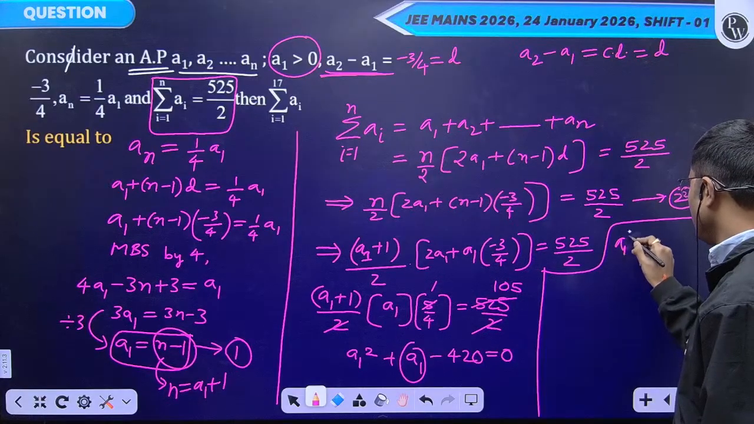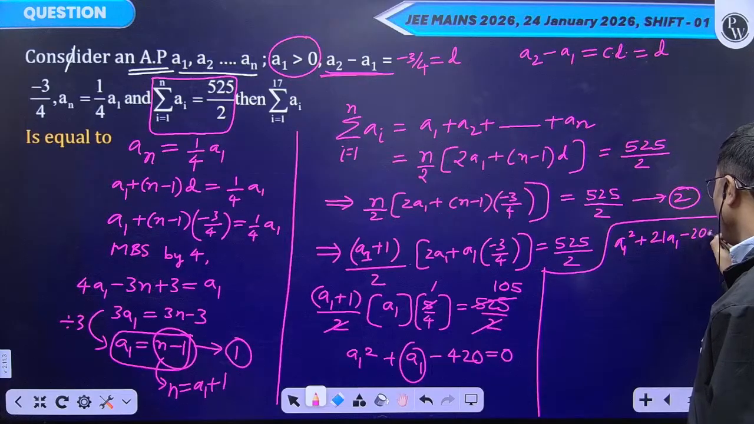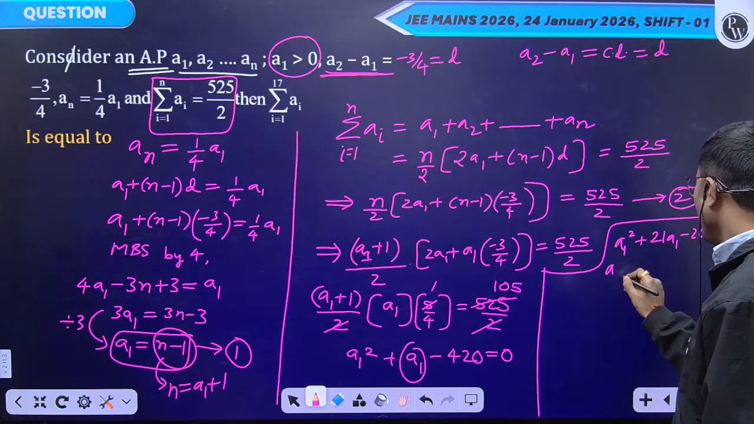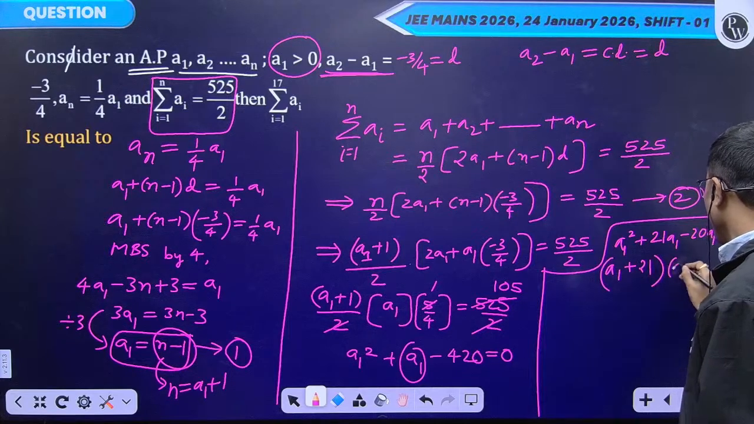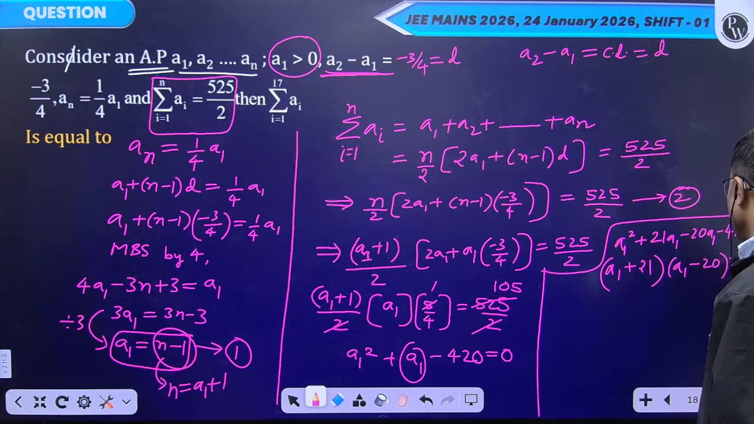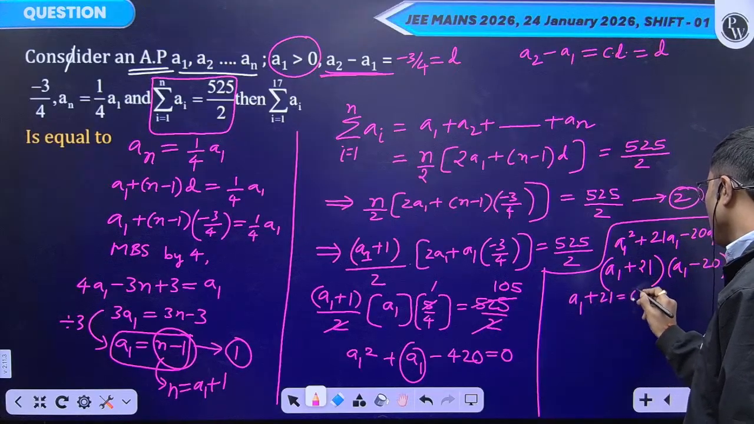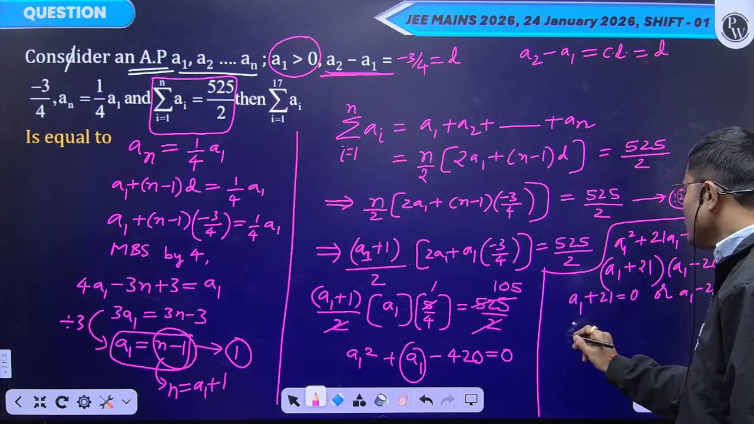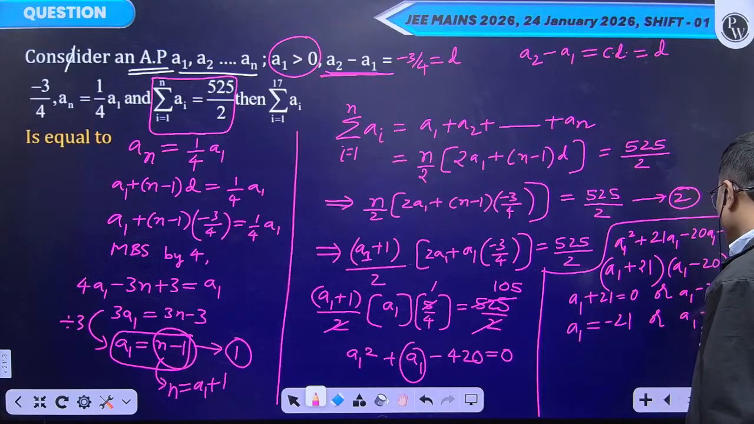A1 square plus 21 A1 minus 20 A1 minus 420 is equal to 0. So if we factorize, what do I get? A1 plus 21 into A1 minus 20 is equal to 0. So finally we get A1 plus 21 is equal to 0, or A1 minus 20 is equal to 0. So we got two values for A1: minus 21, or A1 is equal to 20.